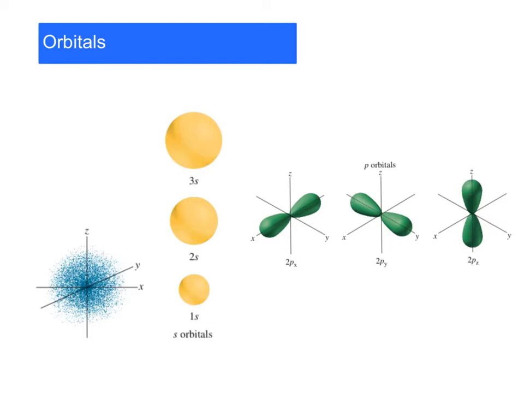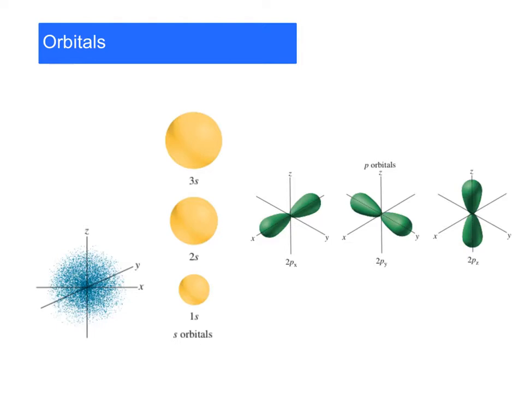Now I just want to take a moment and show you what these orbitals look like. The orbital is the region in space where the electron is most likely to be, and that's about a 95% probability that it will be found in that space, because we can't include all 100% because there's always some fractional chance that the electron is all the way out at the edge of the universe. That's just the way quantum mechanics works.